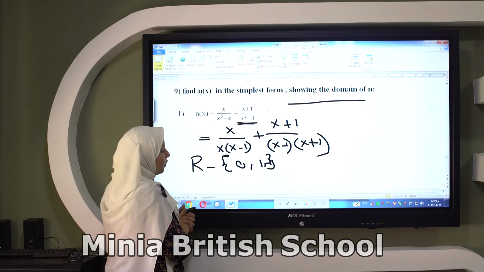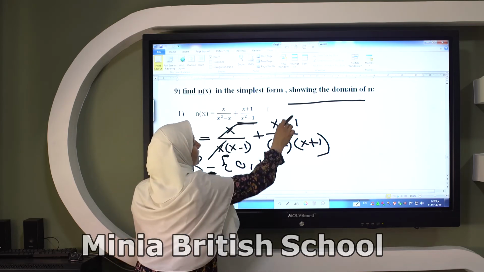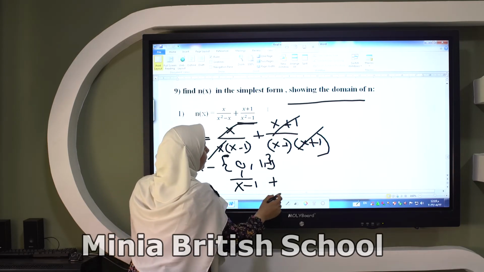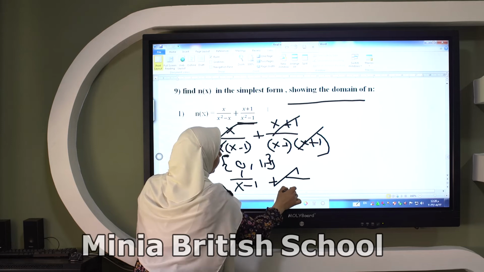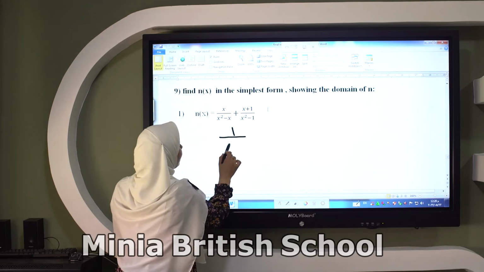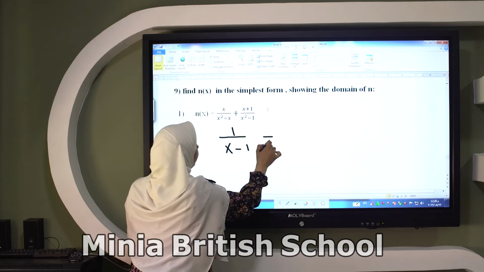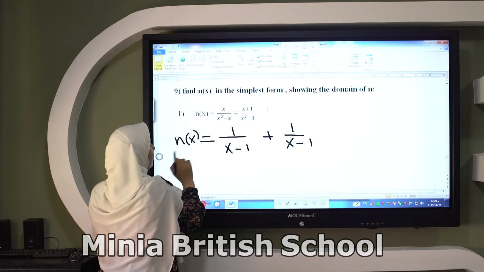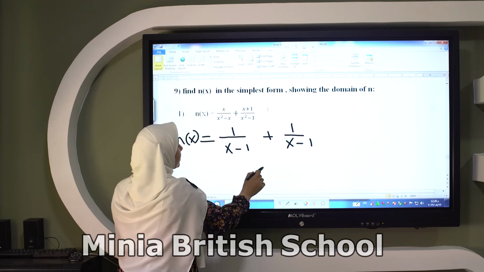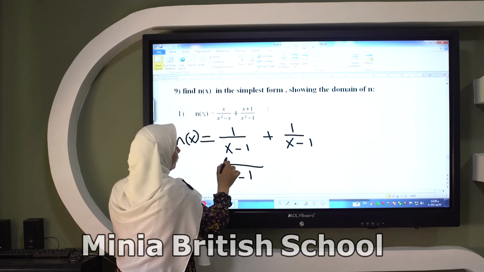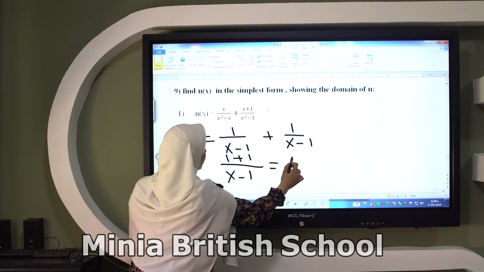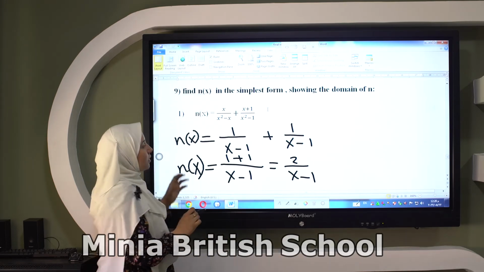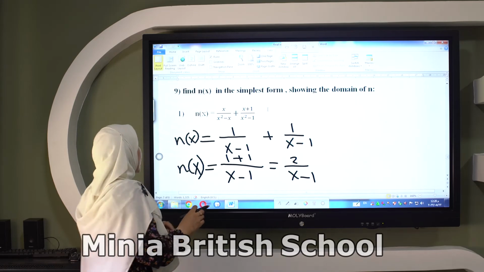Then simplify. Okay, x with x, we get 1 over x - 1, and here plus 1 over (x - 1)(x + 1)... Then the domain here is the same, so I will take it, and up 1 plus 1, so 2 over x - 1. This is N(x) in the simplest form.